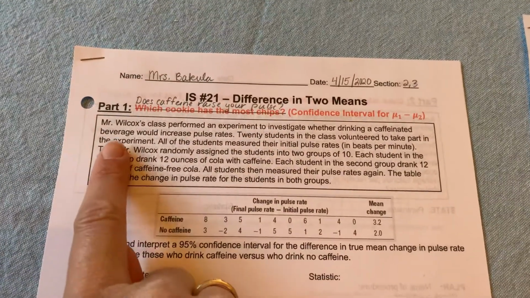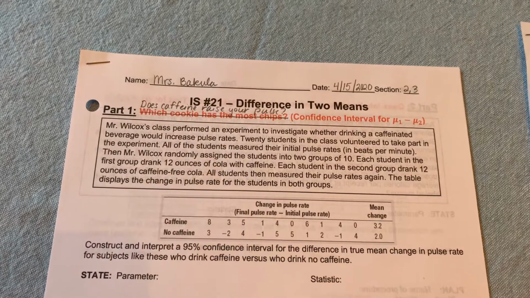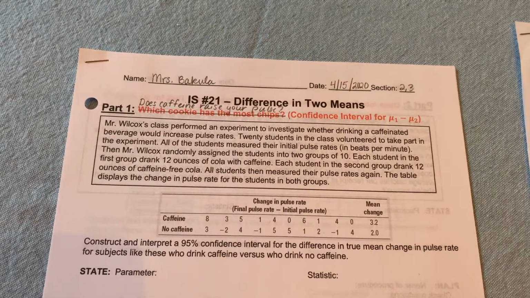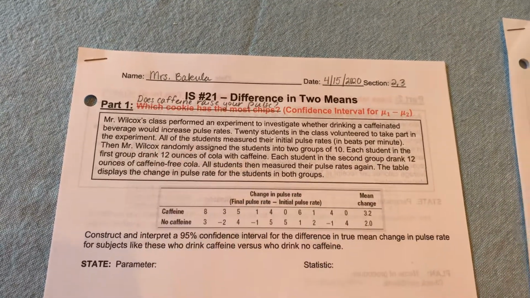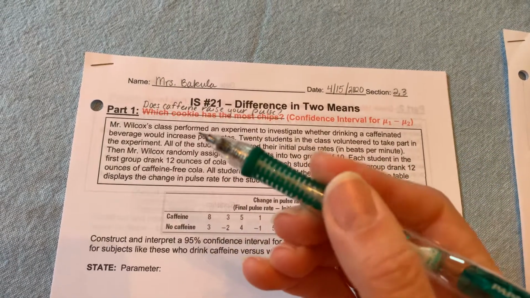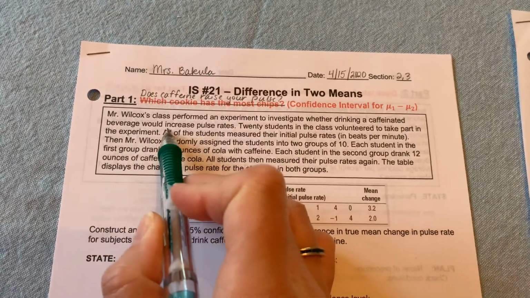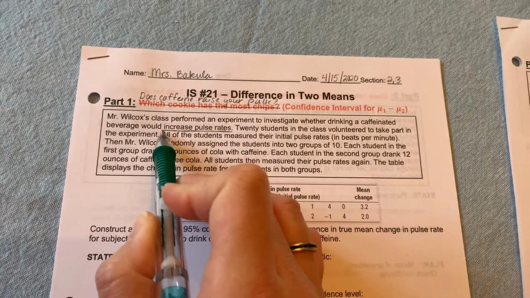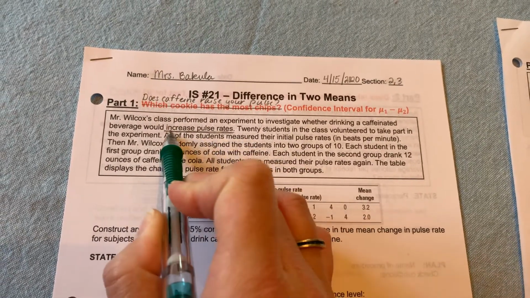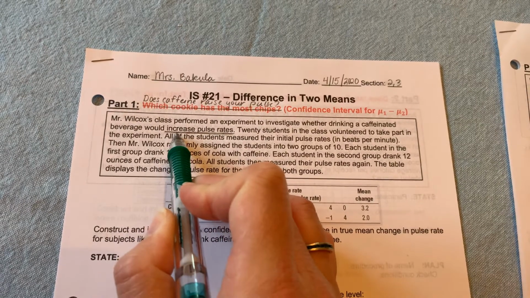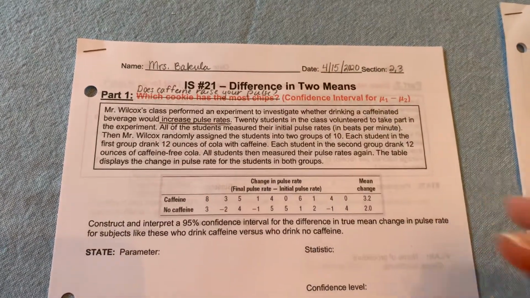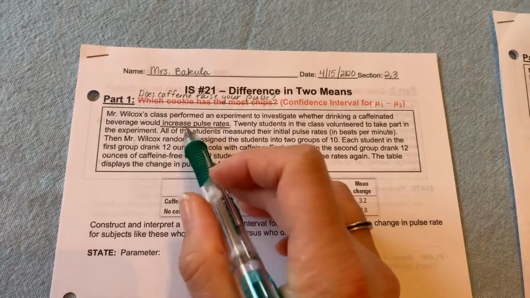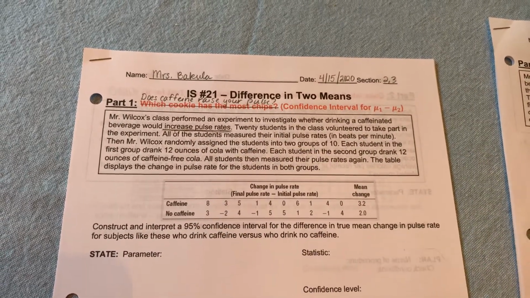So here's our situation. Mr. Wilcox's class performed an experiment to investigate whether drinking a caffeinated beverage would increase pulse rates. So I know some of you are struggling with hypothesis tests. As I'm reading that, if we were doing a hypothesis test, which we're not, we're going to do a confidence interval, but if we were, I would be thinking my alternative hypothesis is going to be greater than whatever value, right? Because increase makes me think it's going to get bigger.